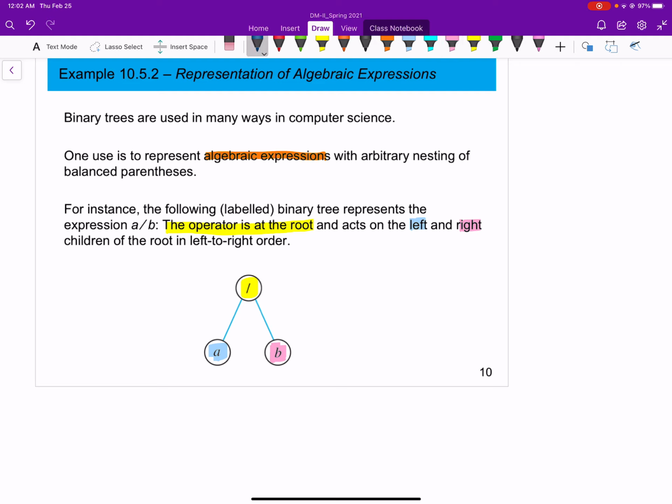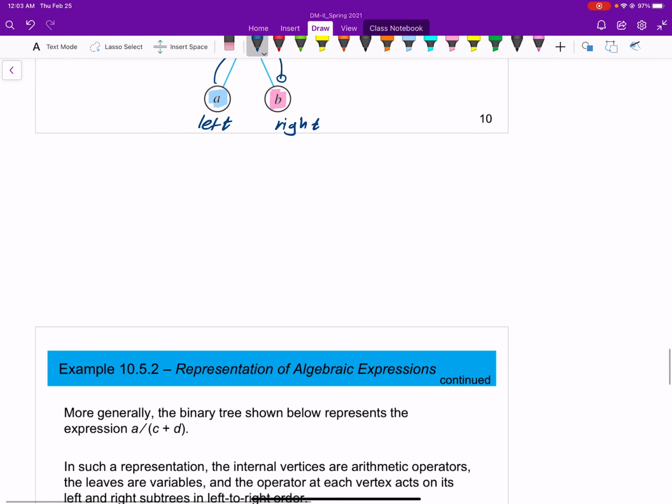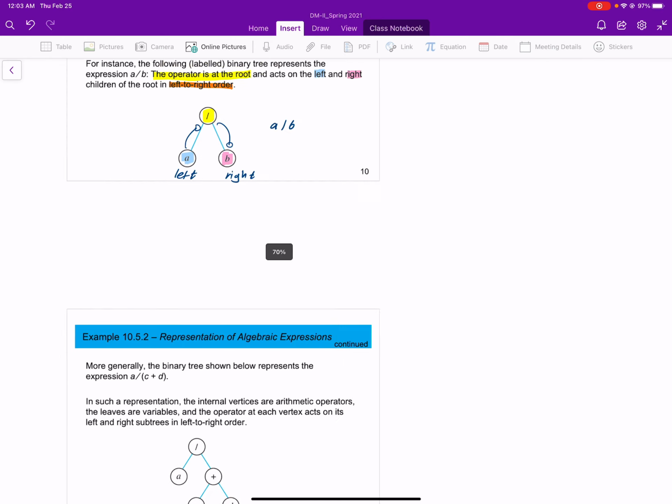So how do you write this? You write a divided by b. The order is important. The order here is left to right. You start from the left, go up, go right. That means go down. That is a divided by b. Give me a second.